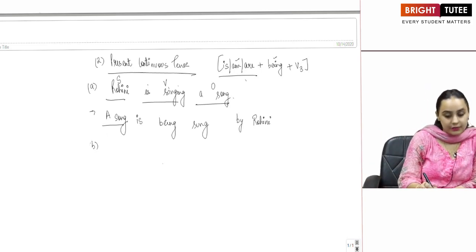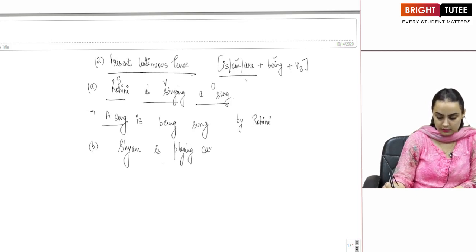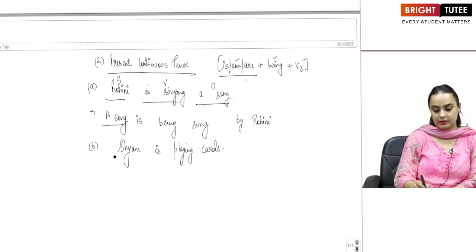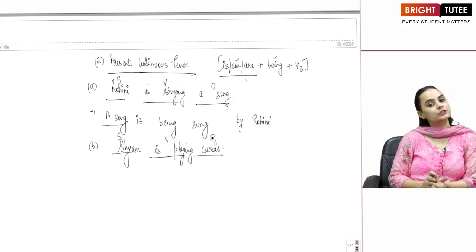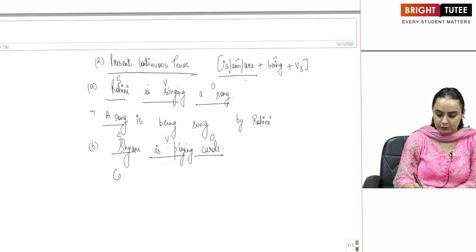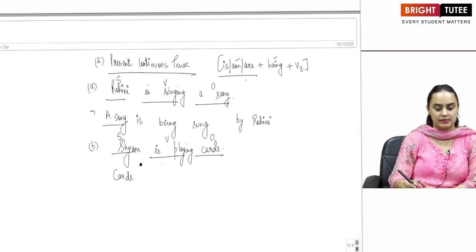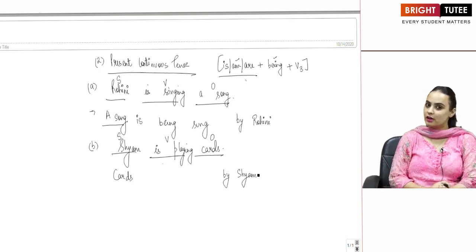Let us take another example. Shyam is playing cards. Again, subject, Shyam, is playing verb, cards, object. Now, what happens? My object becomes the subject. So, cards, subject becomes the object by Shyam. Right? Now, let us change our verb.